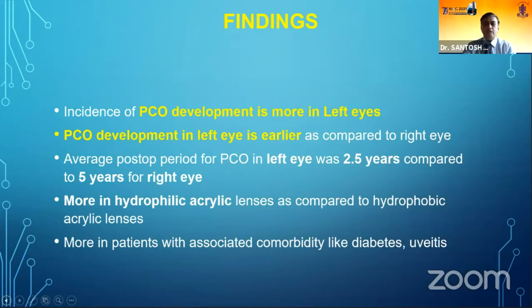My finding was that PCO development is more in the left eye compared to the right eye. The average period of PCO development in the left eye was shorter, 2.5 years compared to 5 years in the right eye, which is also statistically significant. Other findings were the same as known: hydrophobic acrylic has more than the others, and comorbid eyes have more.